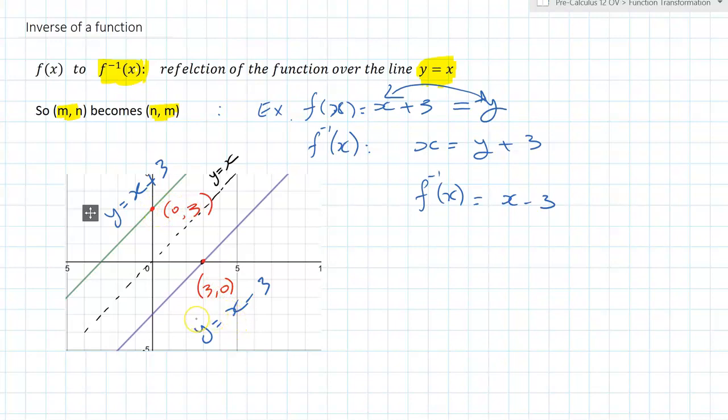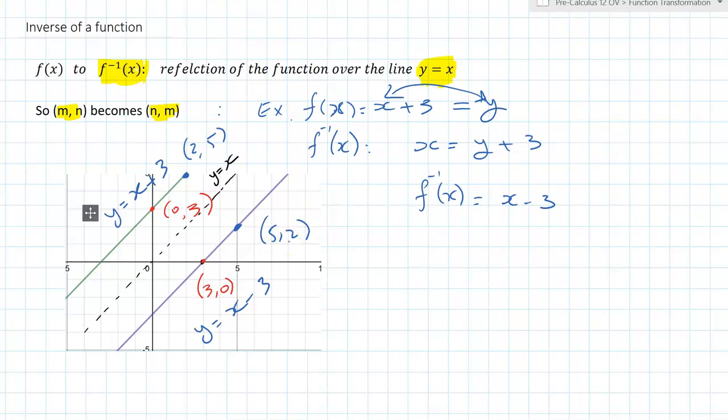You can actually choose any point at all. So this point right here, for example, up there, that's (2, 5). Okay, and (5, 2) must be on the graph. Guess where that is? (5, 2) is on the graph of the inverse, right there. And you can map every single one of them.